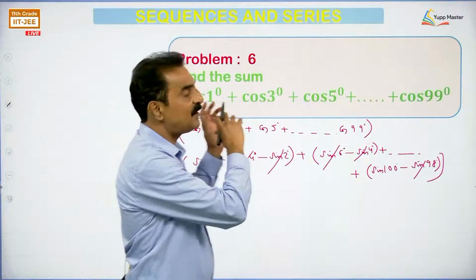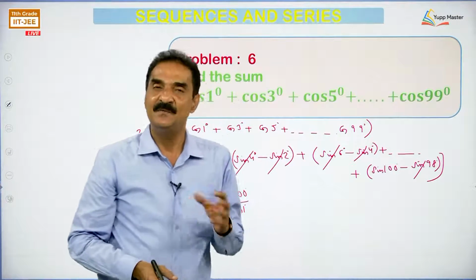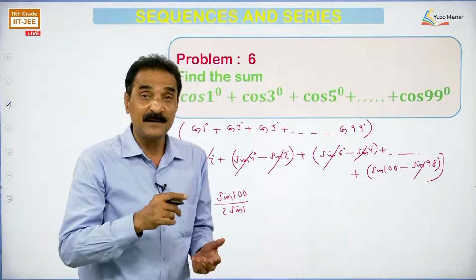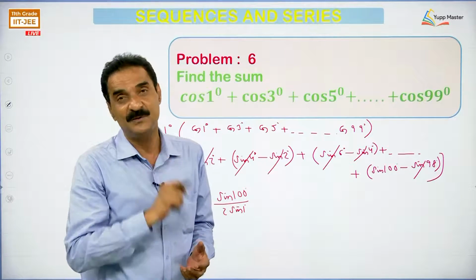Similarly, for finding the sum of a series of sines in which angles are in AP, we follow the same method. But we have to multiply and divide by 2 sin d by 2 only, not 2 cos d by 2. Alright.